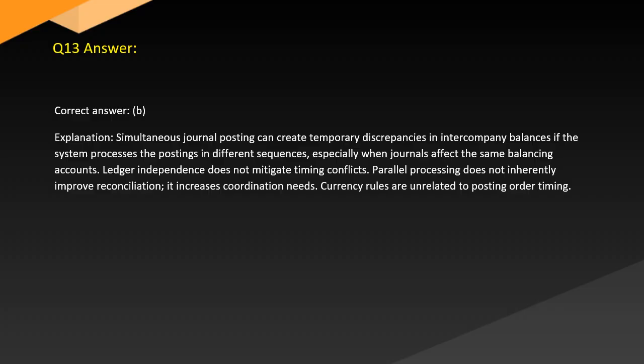Answer. Correct answer: B. Explanation. Simultaneous journal posting can create temporary discrepancies in intercompany balances if the system processes the postings in different sequences, especially when journals affect the same balancing accounts. Ledger independence does not mitigate timing conflicts. Parallel processing does not inherently improve reconciliation. It increases coordination needs. Currency rules are unrelated to posting order timing.